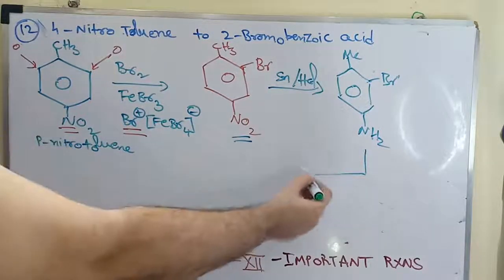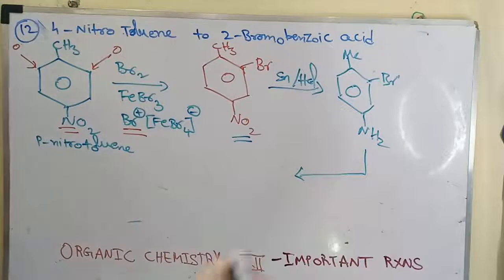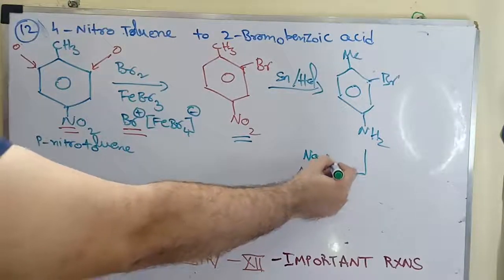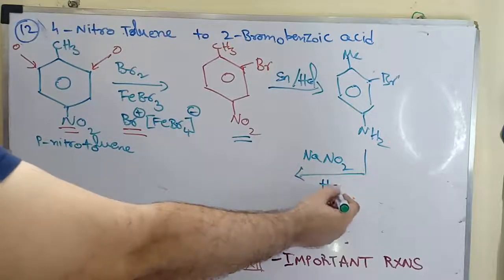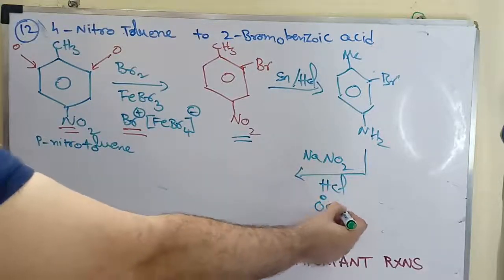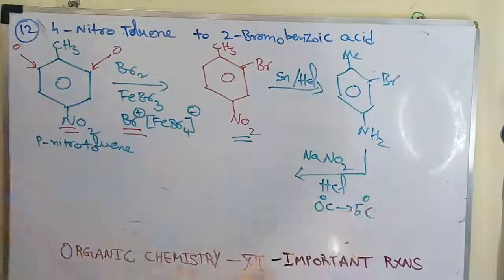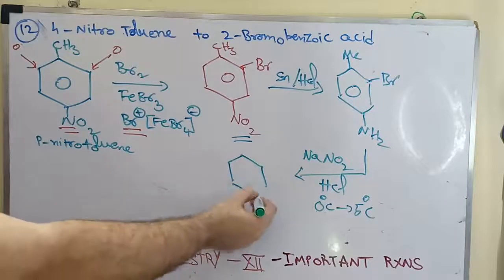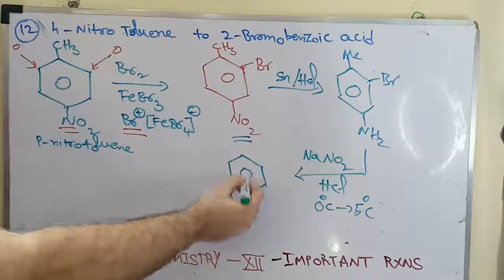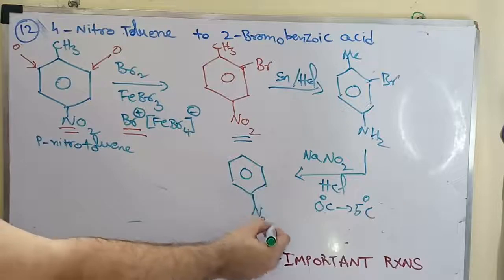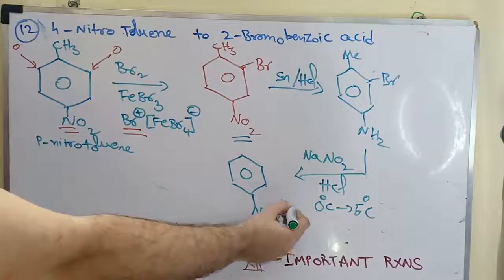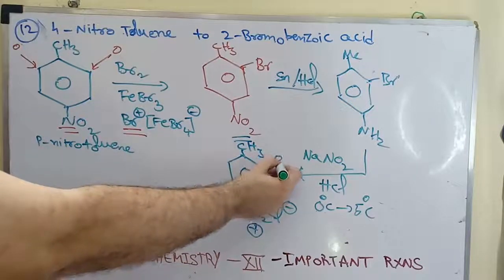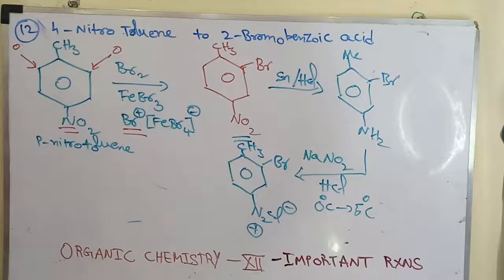And after that, we have a diazotization reaction, NaNO2 HCl, 0 degrees centigrade to 5 degrees centigrade. And after that, what we get is the diazonium salt, with CH3 and Br. This is the diazonium salt that we get.